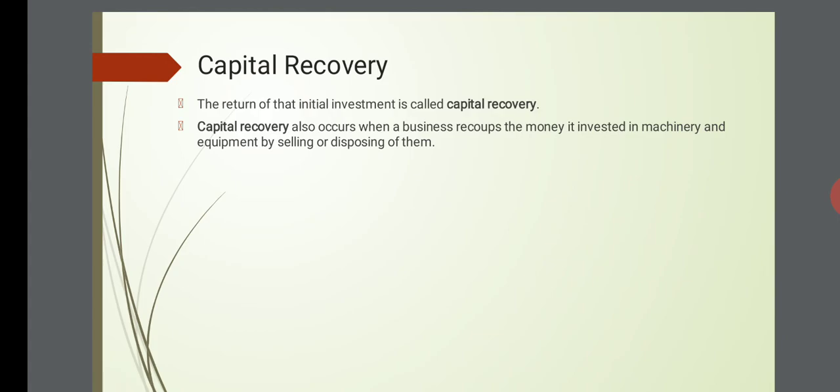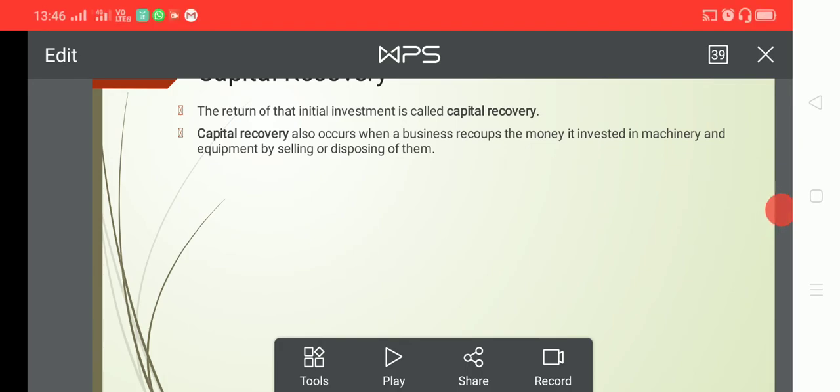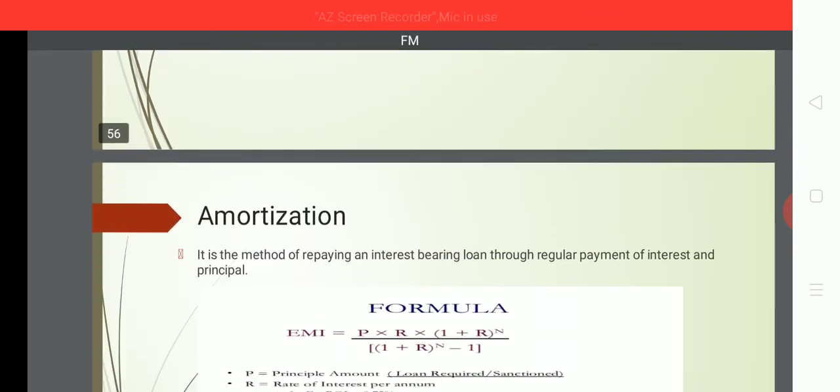Capital recovery, the return of initial investment, is called capital recovery. We have already gone through all these things in project management when we were discussing the payback period. Capital recovery also occurs when a business recoups the money it invested in the machinery and equipment by selling or disposing of them. So it is a very similar concept to payback period.